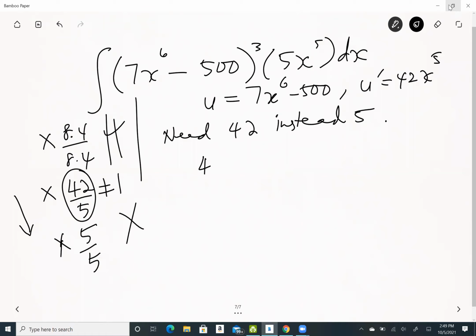Okay, what option do you have? There is one more option that you have. The last option, what is it? 42 over 42. You multiply by 42 over 42.